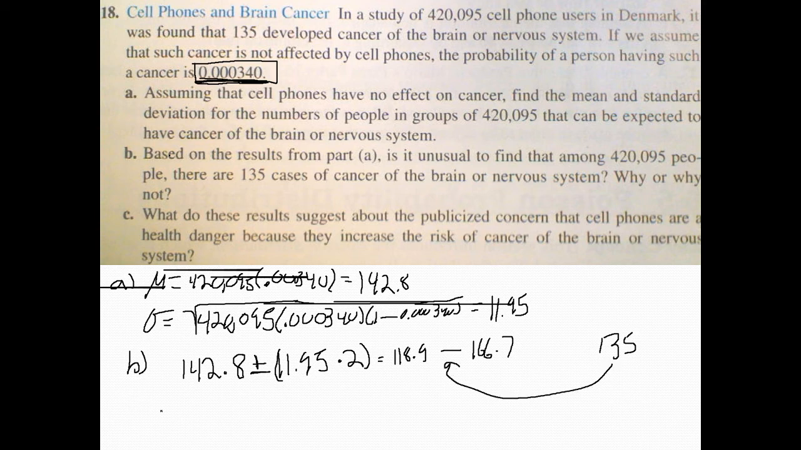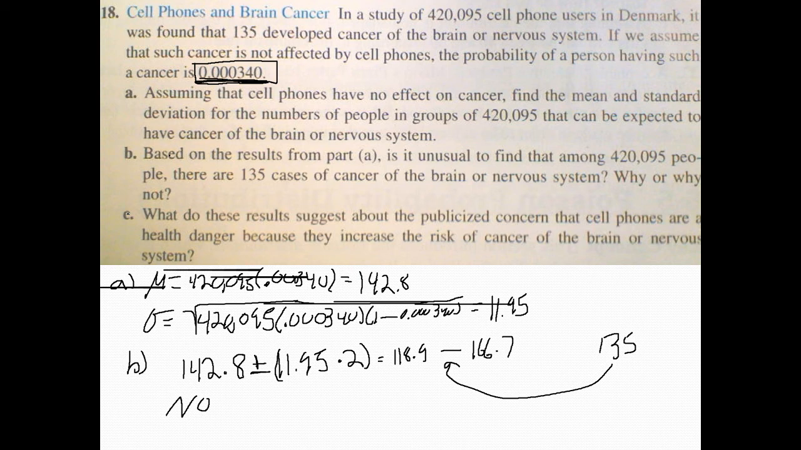So we would say that no, it's not unusual. It's not unusually high or unusually low. It's right there in the middle where it should be. So that part C there says, what does this suggest about the publicized concerns that cell phones cause cancer? And again, this was a concern that people have, that these cell phones are causing people cancer because of radio waves and whatnot. Well, by this study at least, that doesn't show any evidence for that.